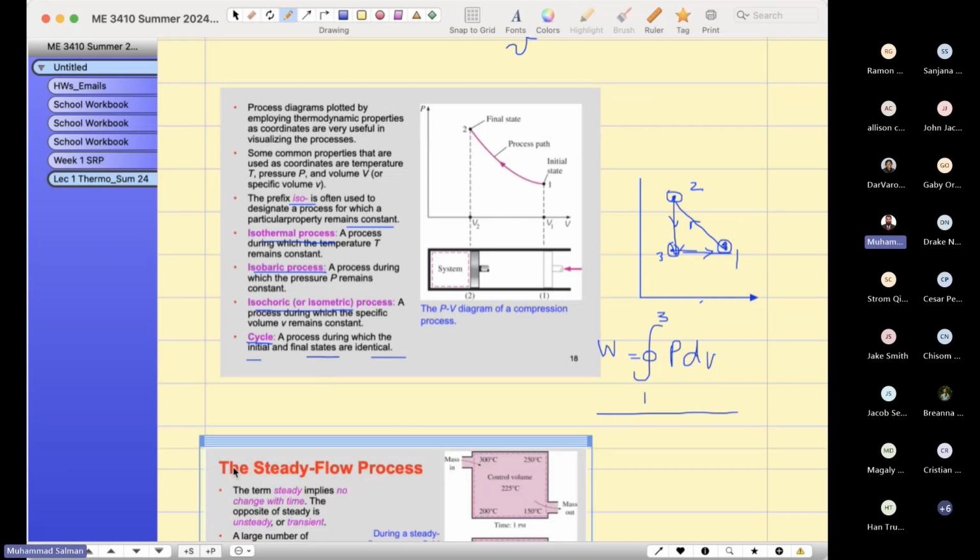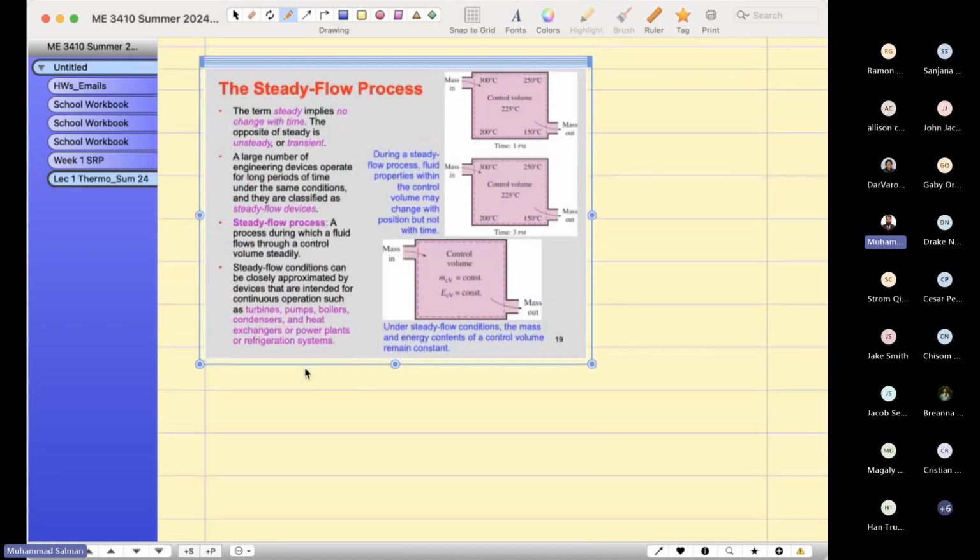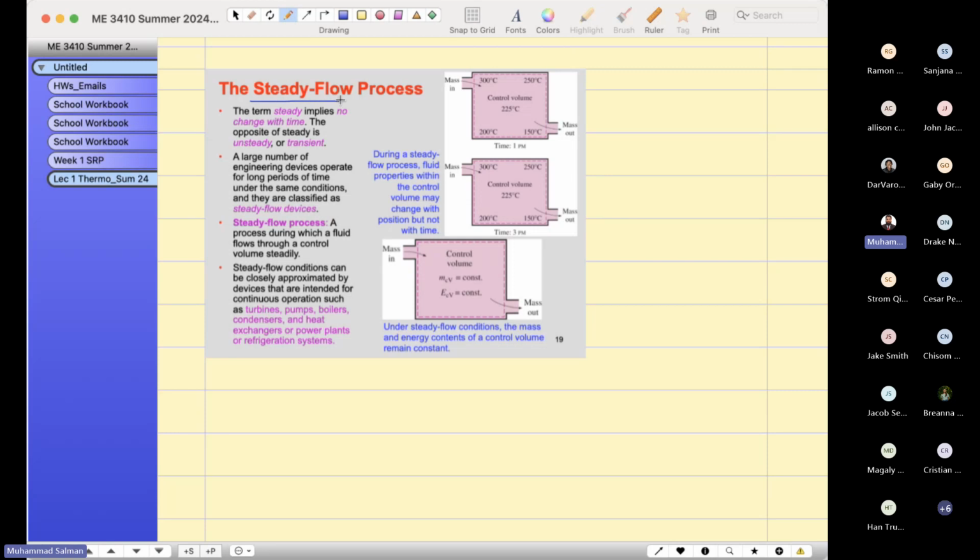Then comes another point, steady flow. Steady means that constant energy flow process. Steady, no change or constant. Or the opposite is unsteady, transient. A large number of engineering devices operate at steady flow, and steady flow process is the fluid flows through a controlled volume steadily.